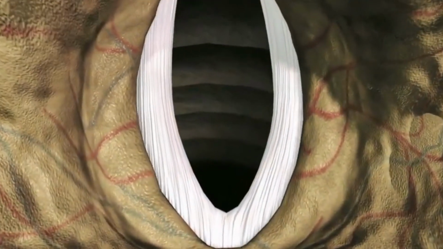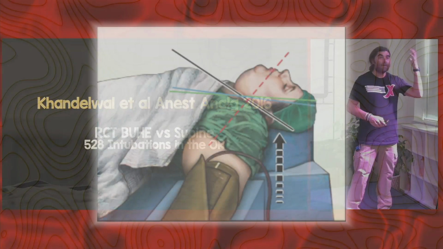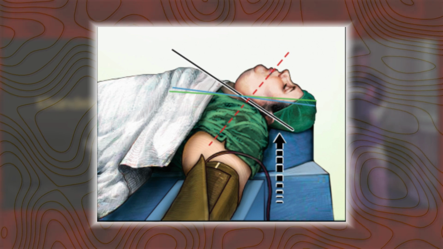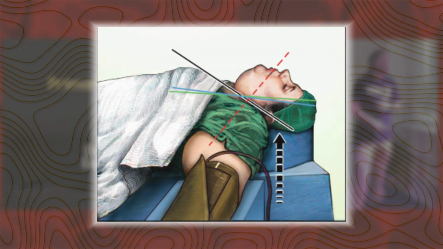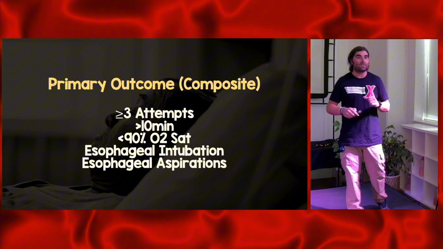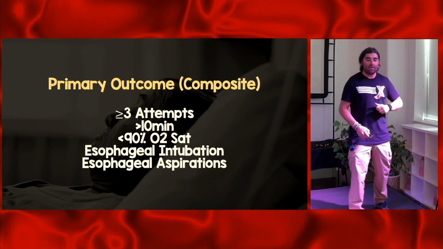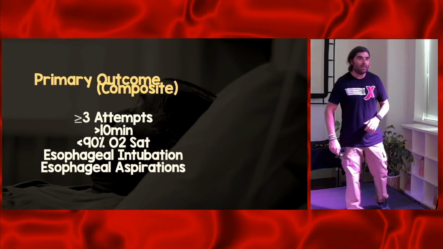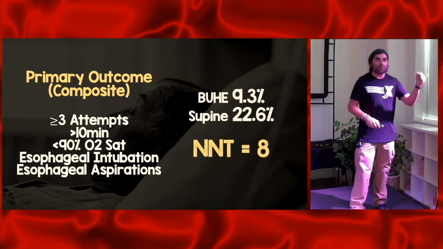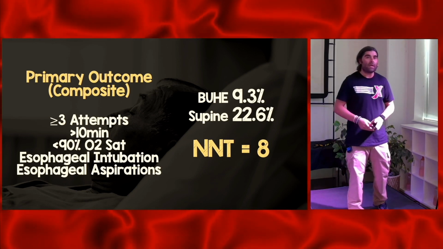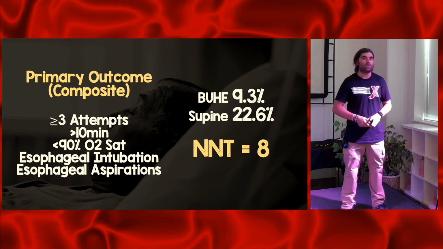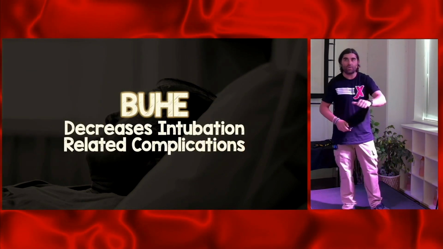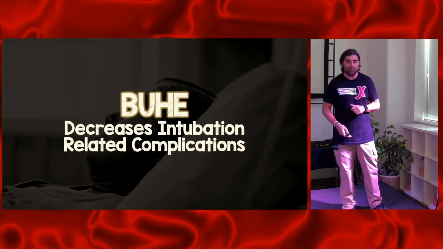This is now an older study from anesthesia looking at backup head elevated, which is 30 to 45 degrees, versus laying the patient supine. 528 intubations. Their primary outcome was a composite of any one of these. We can all agree these are all bad things if you're doing an intubation. And what they ended up finding is just simply the maneuver of sitting a patient up, you have a number needed to treat of 8 in reducing complications. So not only are there physiologic benefits, you also reduce complications by this one simple maneuver.